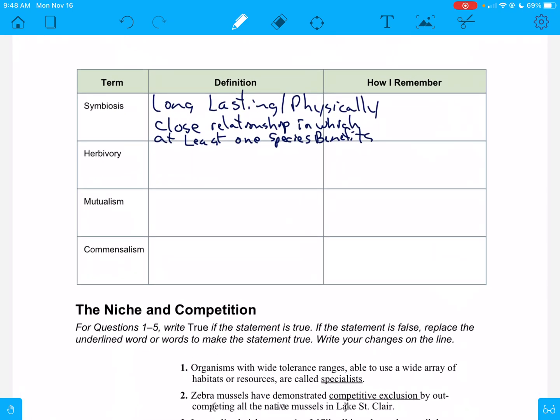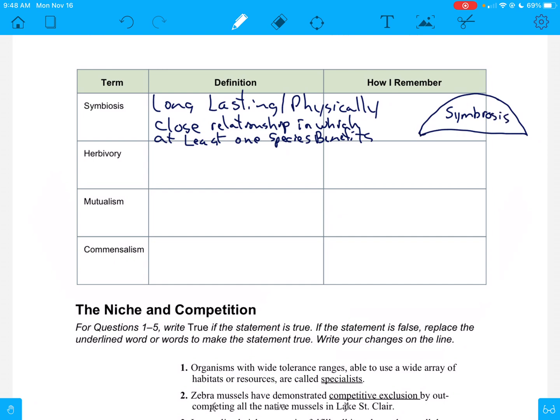If only one benefits, then we know we're talking about either commensalism or parasitism. If both are going to benefit, then we have something called mutualism, okay? So if I could maybe write this over at the side, and I think I've done this before, but I'm going to do it again. So let's say we have this umbrella, okay? Here's my umbrella, and I'm going to say this umbrella is the symbiosis umbrella.